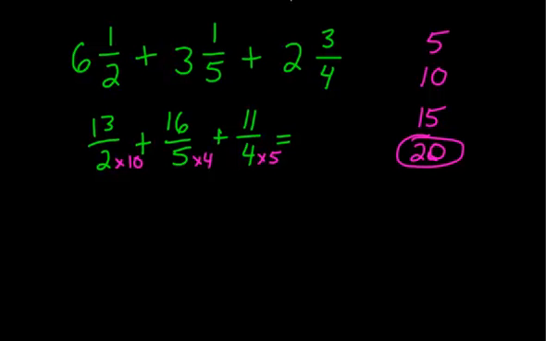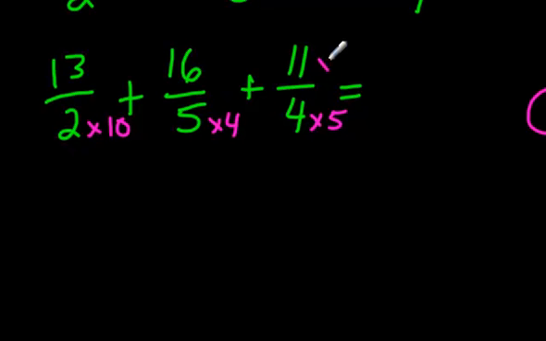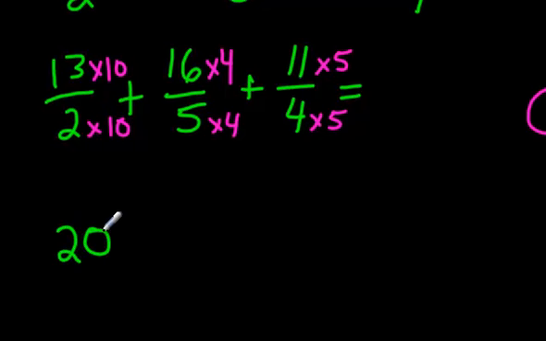So let's go back here and say, well, whatever you do to the bottom, you also have to do to the top. You have to times the top by 5. You have to times this 16 by 4. You have to times this top over here by 10. It's going to be some big numbers up there. All right, so on the bottom, we've got 20. Let's write that in.